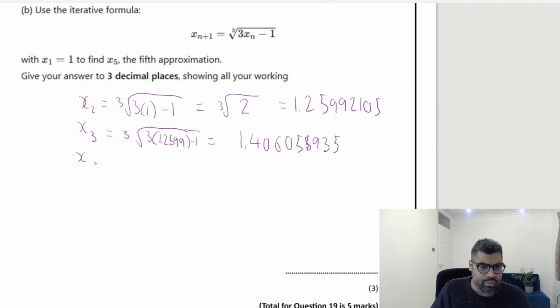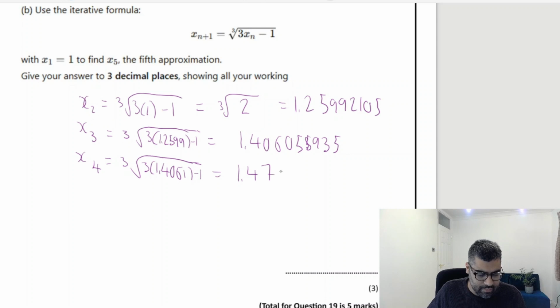Then we can do the fourth iteration, exactly the same process, so by now you should have the hang of it. 3 times 1.4061 minus 1, let's see what that gives us. 1.47639612, and then finally let's do our fifth iteration.